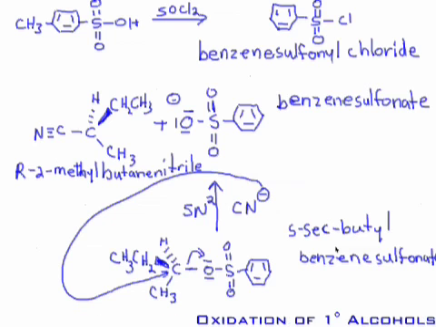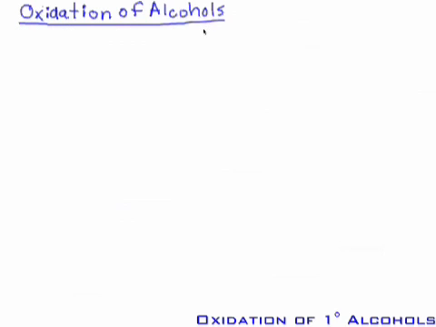Okay, the last section of material we want to look at deals with the oxidation of alcohols. Alcohols can be oxidized. Let's begin with primary alcohols. Alcohols such as n-butyl alcohol or 1-butanol.